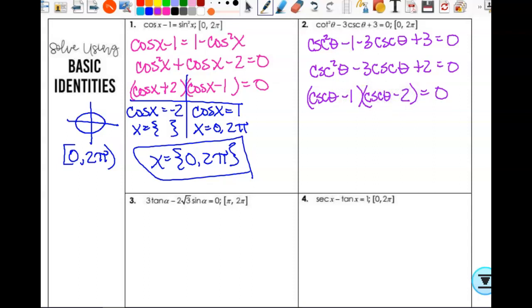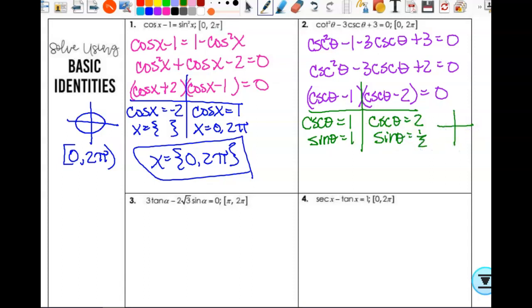Now, if you have yours flipped around, like -2 and then -1, that's totally fine. It doesn't matter either way, but that's what we should get. And then we're going to use our zero product property here. Cosecant theta equals 1, and cosecant theta equals 2. All right, so what is cosecant the reciprocal of? Sine. So I really have sine theta equals 1, and sine theta equals 1/2.